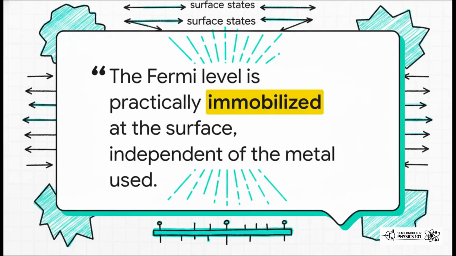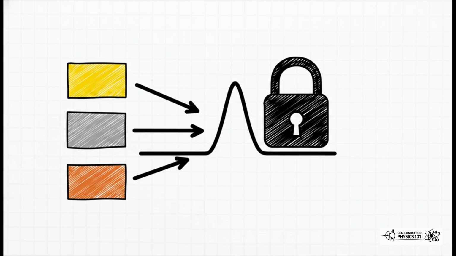Now, there are so many of these charge traps that they basically take control of the whole situation at the interface. They effectively pin the Fermi level to a very specific energy. And that energy level is dictated by the messy surface itself, not by the metal we're trying to connect to it. And this is a huge deal if you're an engineer.